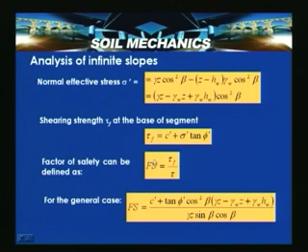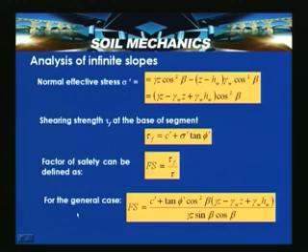So, factor of safety, as you know from when we discussed shear strength, can be defined as the available shear strength of material divided by shear stress, that is factor of safety is equal to tau f by tau. Tau f is the available shear strength divided by the shear stress, which is tau.